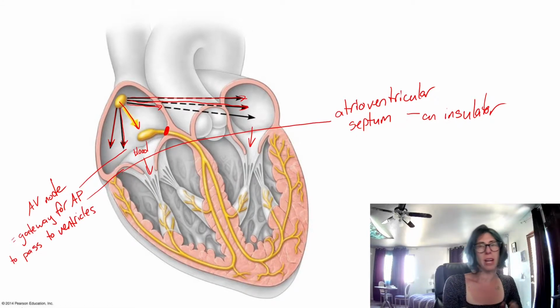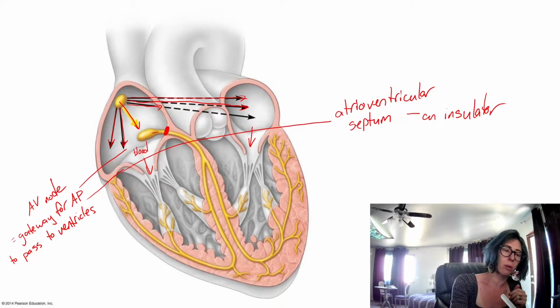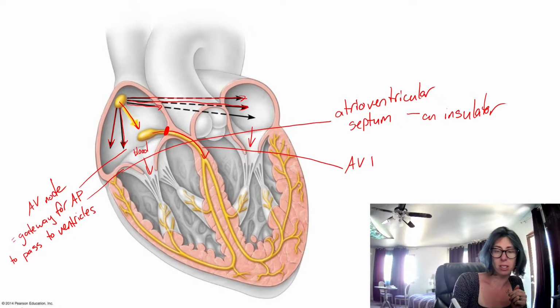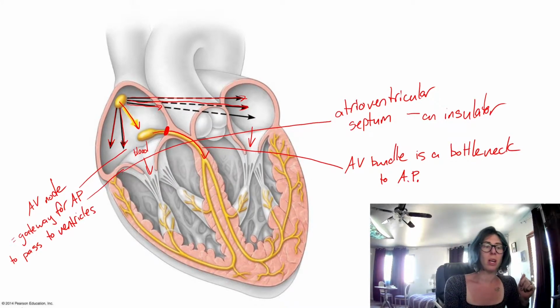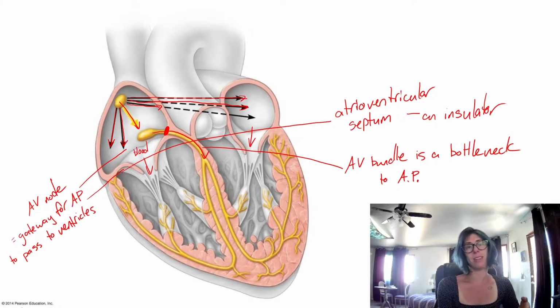And then all that action potential has to be funneled down the atrioventricular bundle. So the AV bundle, or the bundle of His, is a bottleneck. It's an action potential bottleneck. So action potentials, AP for action potentials. So this causes the action potentials to slow down. They spread almost instantaneously through the atria, but then because of this bottleneck, they seriously slow down before they can make it to the ventricles.